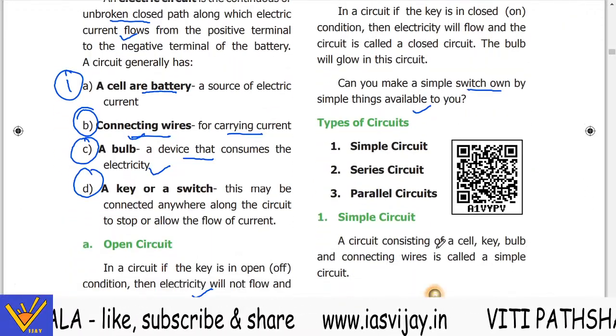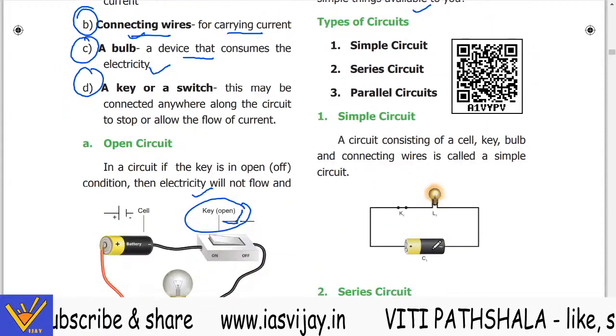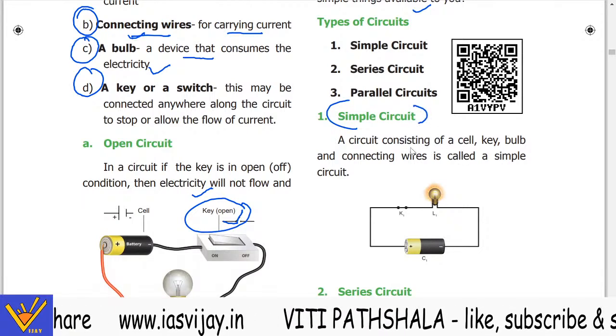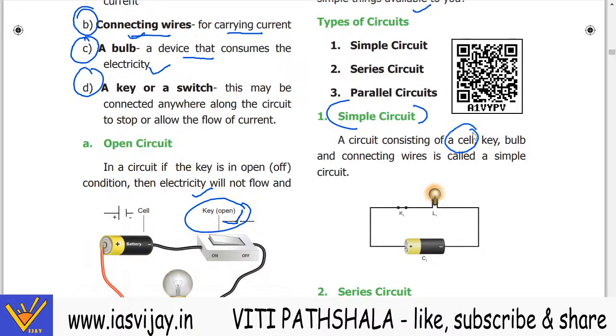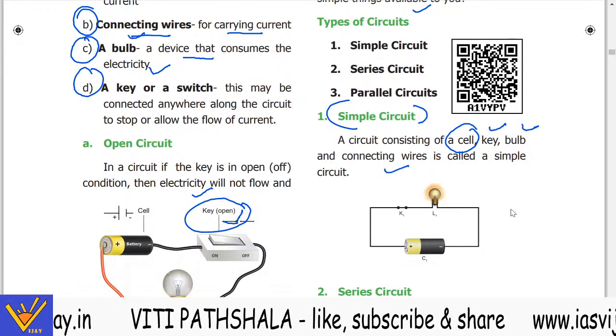Now types of circuit: simple, series, and parallel circuit. So first, what is a simple circuit? A circuit consisting of a cell, a key, a bulb, and connecting wires is called a simple circuit.